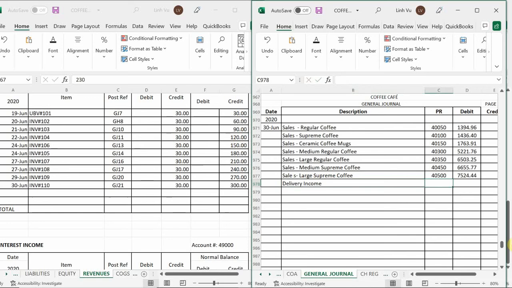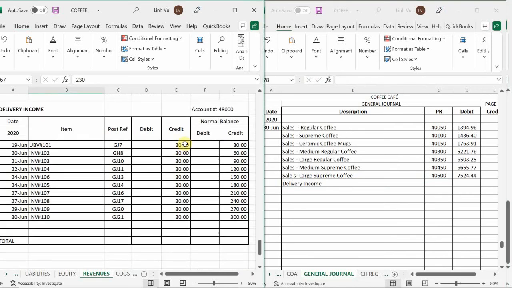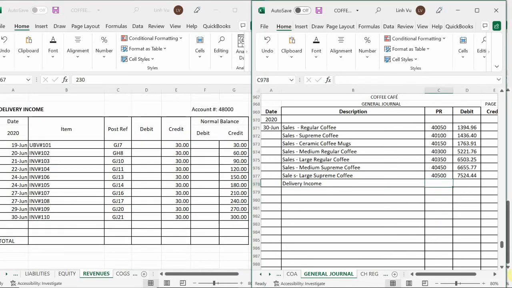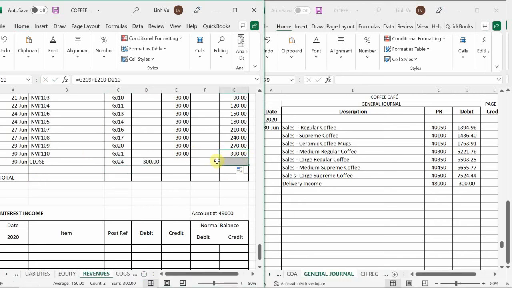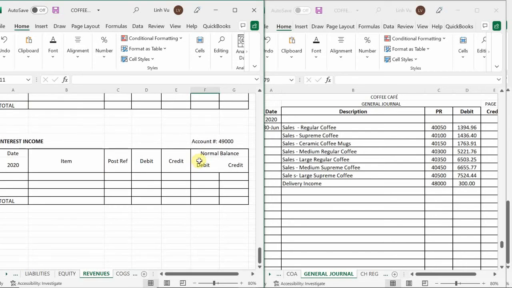So that's what I need to include, my delivery income. Okay, account number 48,000. In this case, I need to debit this amount by $300. So I'm gonna close this out here for $300 debit, so that should give you a 0 balance. And next is interest income, which we don't have.